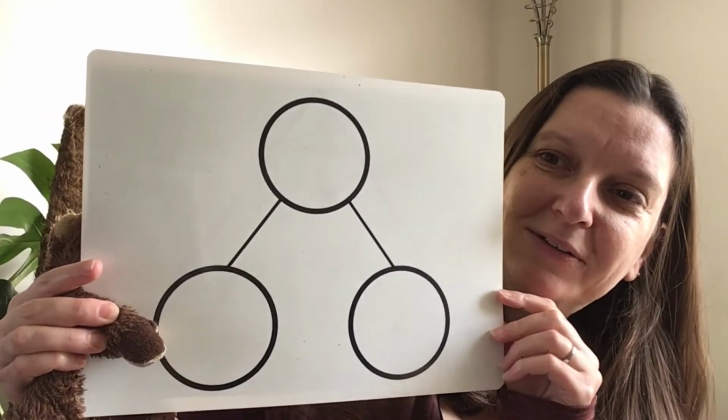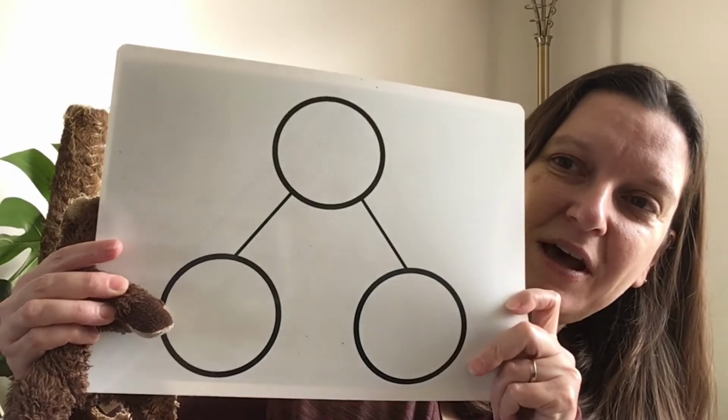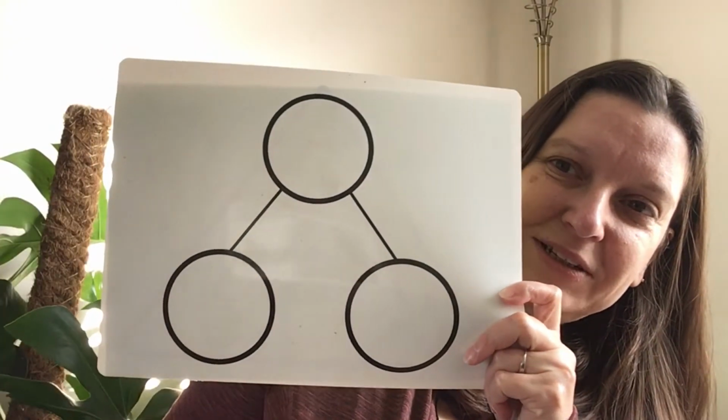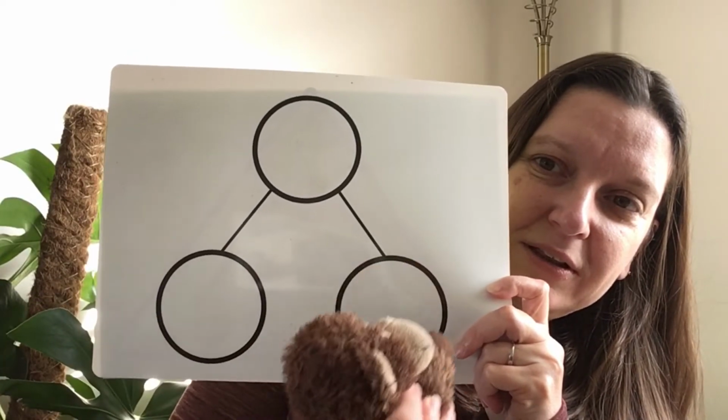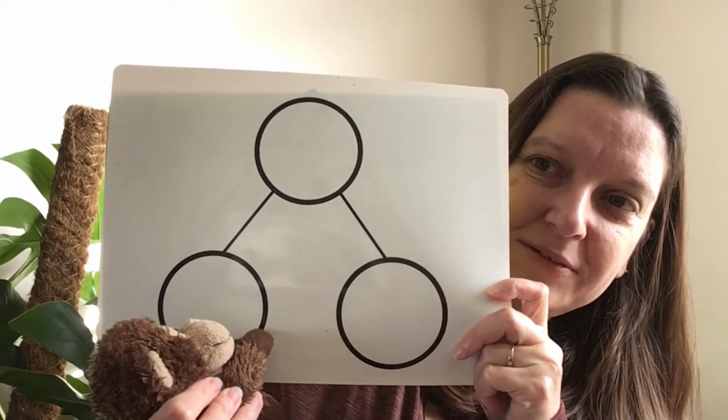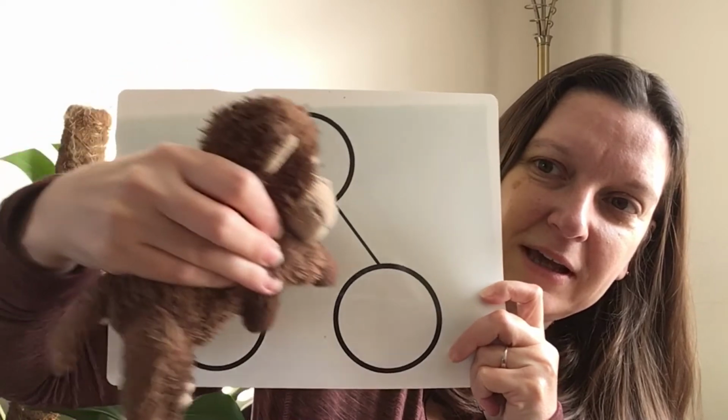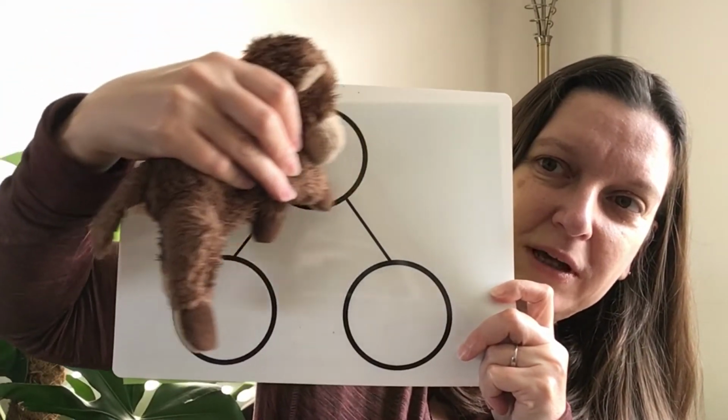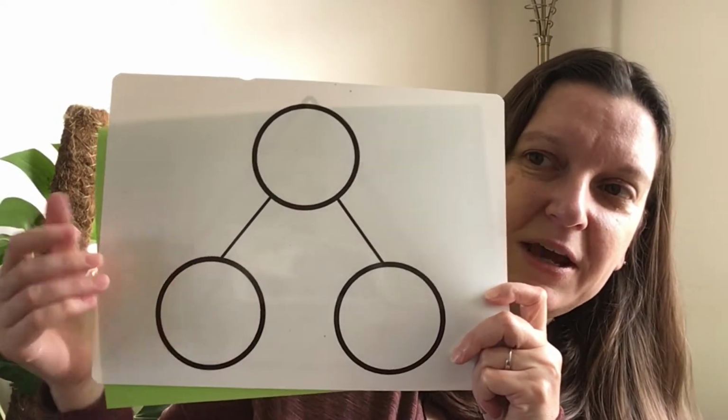We're going to be using the part whole model. Do you remember it? We've got two circles that represent the parts, and then we've got the lines that come up, and then the top circle is representing our whole. So it's called the part whole. We're going to be using this to help us today with our adding.